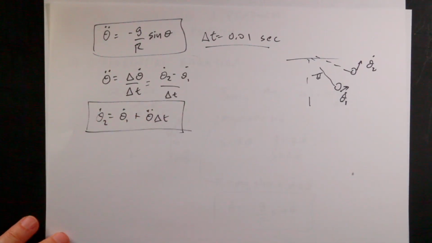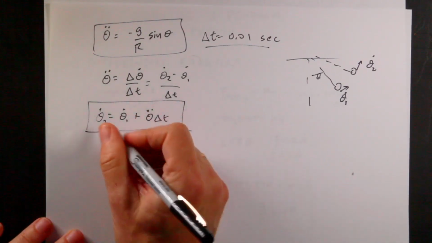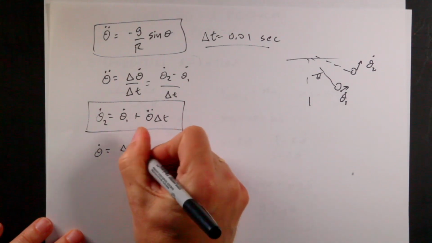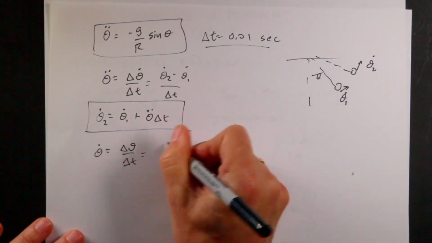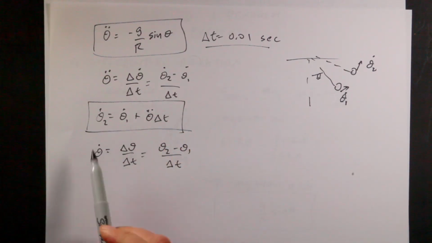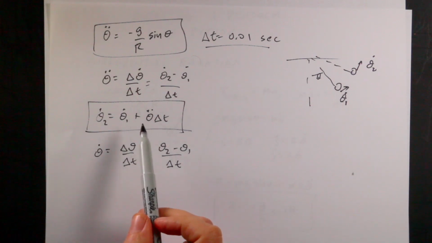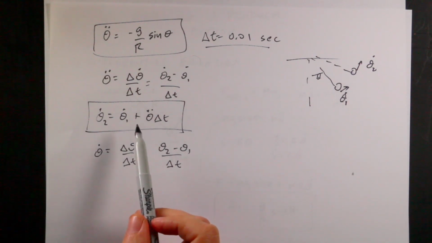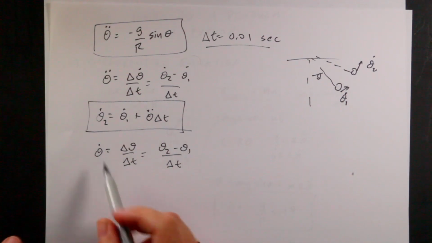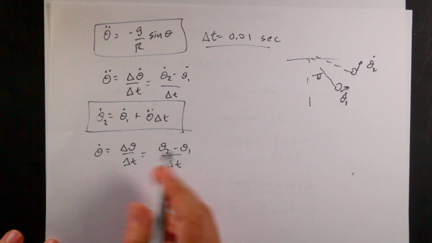Okay, so now I need to do the same thing with theta dot and theta. So I can say theta dot is delta theta over delta t, so it's going to be theta 2 minus theta 1 over delta t. Again, now I'm assuming that theta dot's constant, which I just changed theta dot. And you're thinking, what? Can't do that. Can, will, am gonna. Okay, so let's just solve this for theta 2.